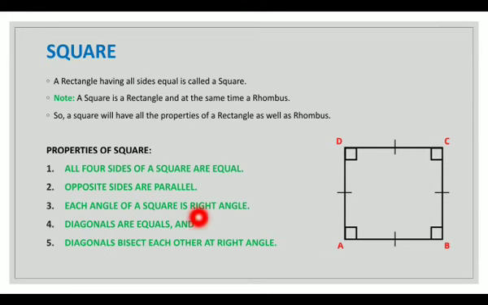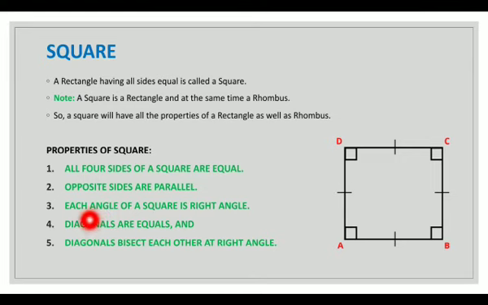Each angle of a square is a right angle. Angle A, angle B, angle C and angle D. There are four angles in a square and each angle is a right angle. That means angle A, angle B, angle C and angle D, each angle is 90 degrees.